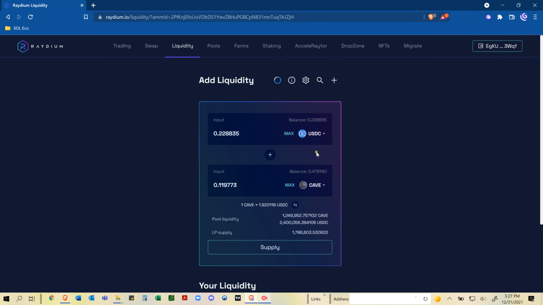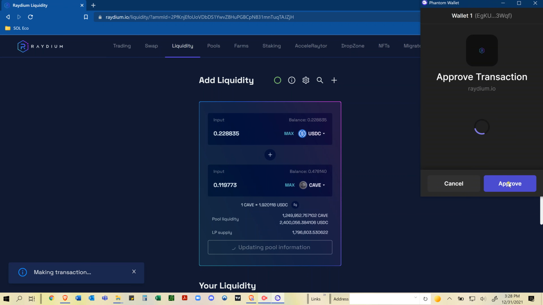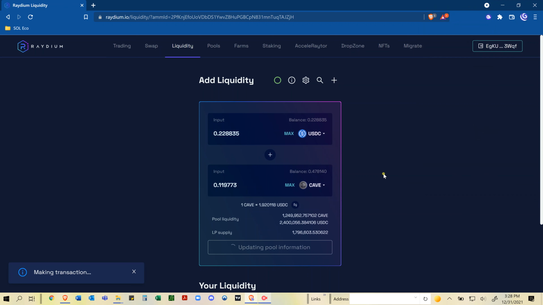So max, very little here. And I have to make sure that they're actually equivalent here. So we're going to max out the Cave versus the USDC. We only have 22 cents. So 22 cents there. Then I'm going to supply, approve.